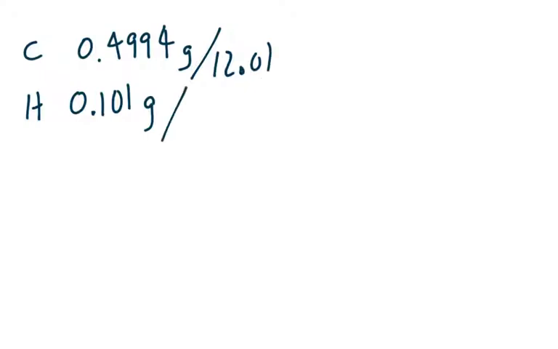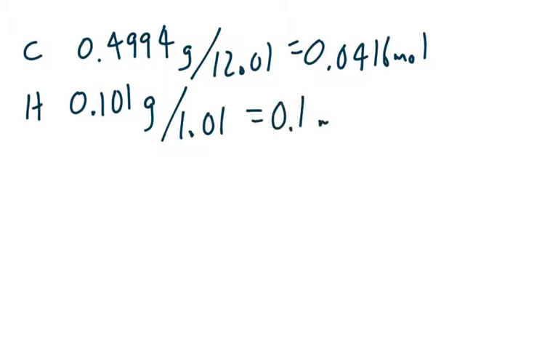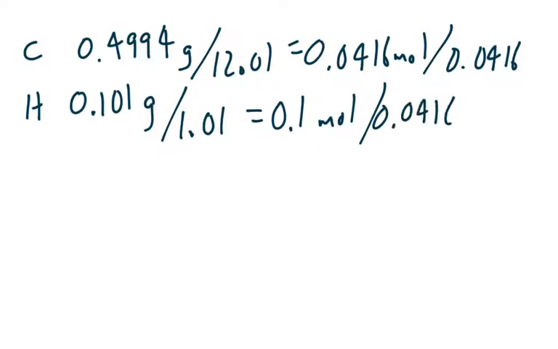So we're going to divide by 12.01 here. We're going to get 0.0416 moles. Divide this by 1.01. You're going to get 0.1 moles. Then the next step is divide by the lowest, which happens to be this one up here. So you're going to divide both of them by 0.0416. This is going to give you a 1. And this one, and this is going to be very interesting, this one gives you a 2.4.